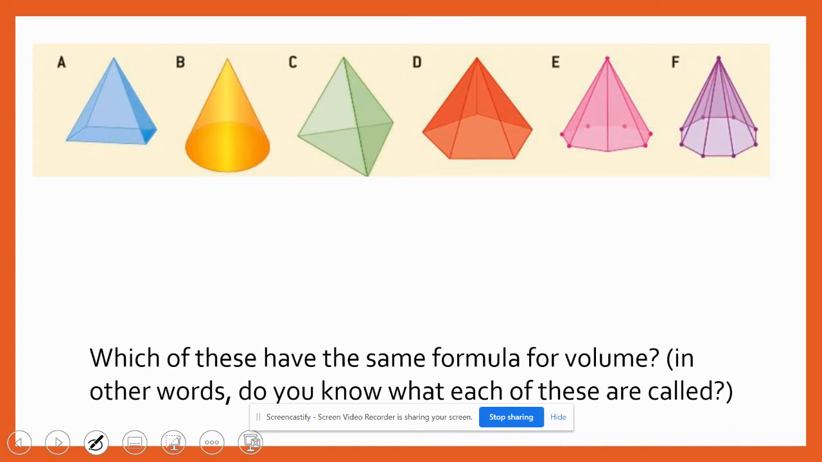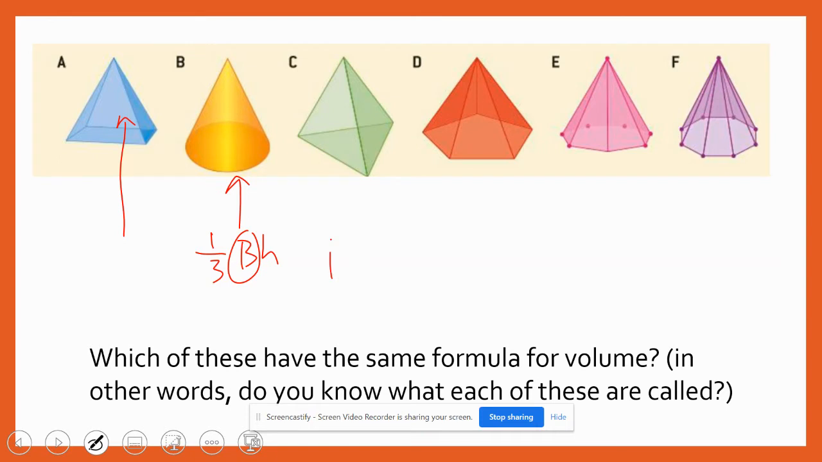A couple things to note here, noting the names of the different shapes. Some people get confused. It says which of these have the same form for volume. They actually all have the same formula, the area of the base times the height, but knowing what the shapes are, you can use special formulas. So this is a cone. It's 1/3 the area of the base times the height. Well, the base is a circle, so pi r squared.